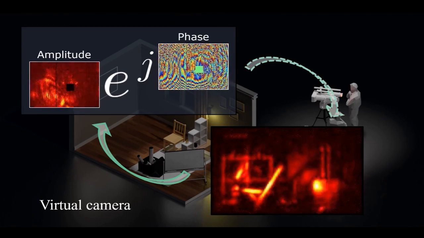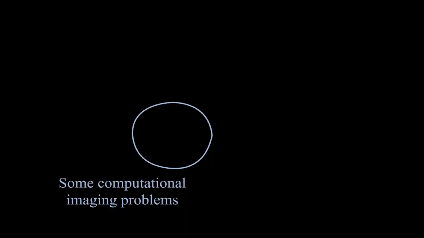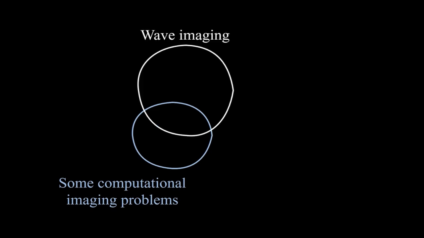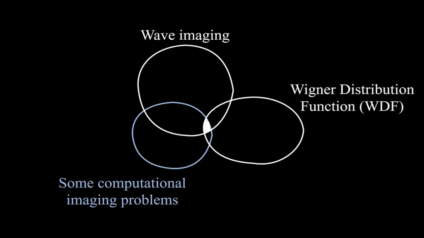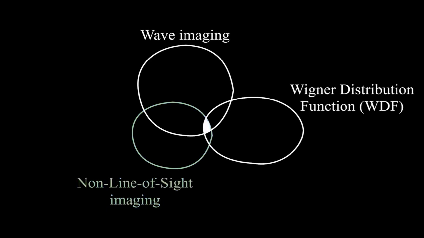perform reconstruction. If the non-line-of-sight imaging problem can be treated like a regular Fourier optics problem, then we can learn from the past work in image science. For this paper, we have shown how the Wigner distribution function can be used to describe the non-line-of-sight imaging problem. To do that, let's first review some basic principles about the Wigner distribution function.